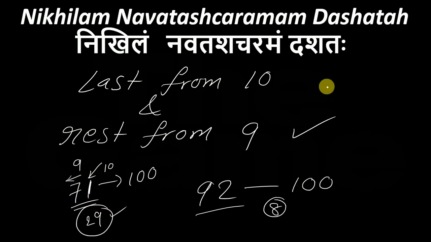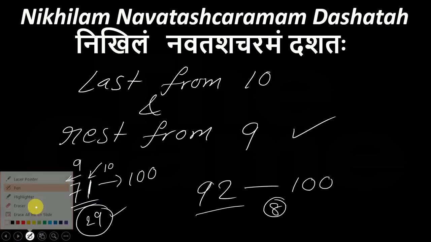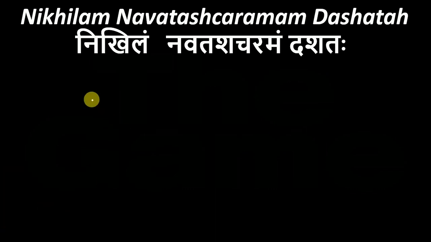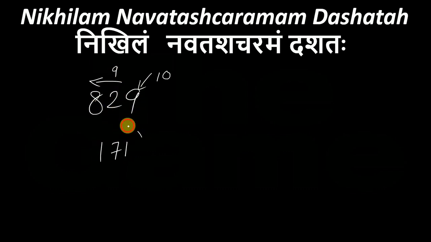Similarly, if I ask you what will be the complement of 829, by using the Nicola method you can tell the answer. You have to subtract this last digit from 10 and the rest of the digits from 9. What will be 9 minus 8? 1. 9 minus 2? 7. 10 minus 9? 1. So 171 will be the complement of 829.